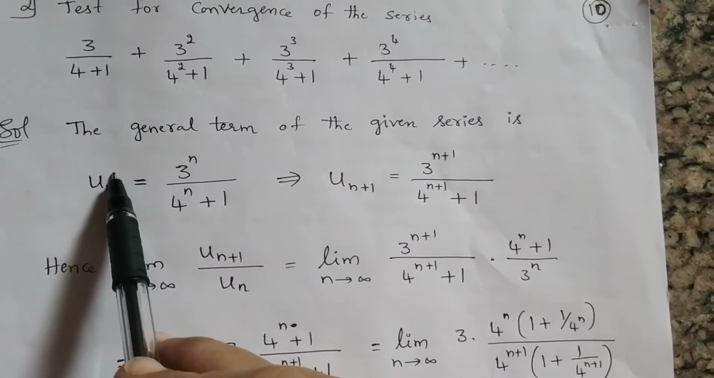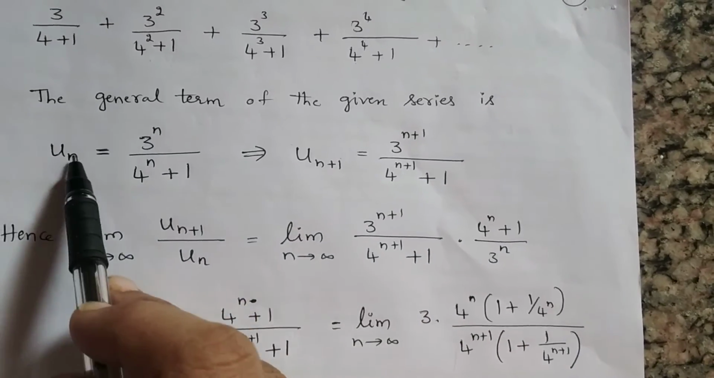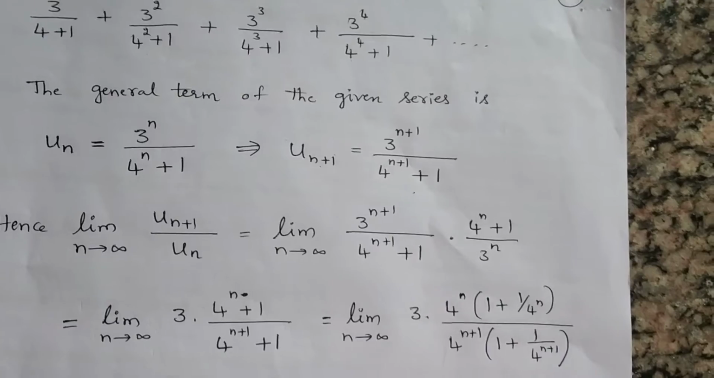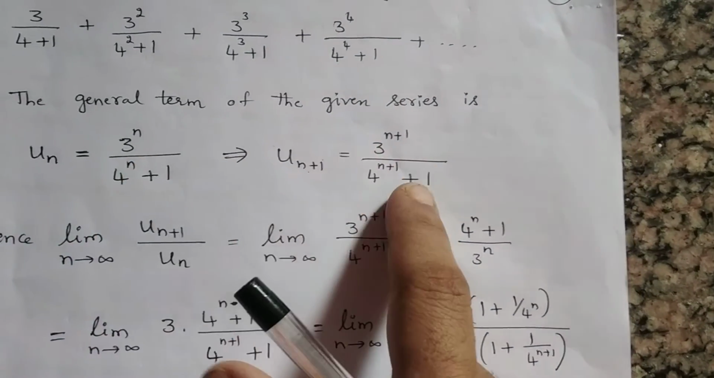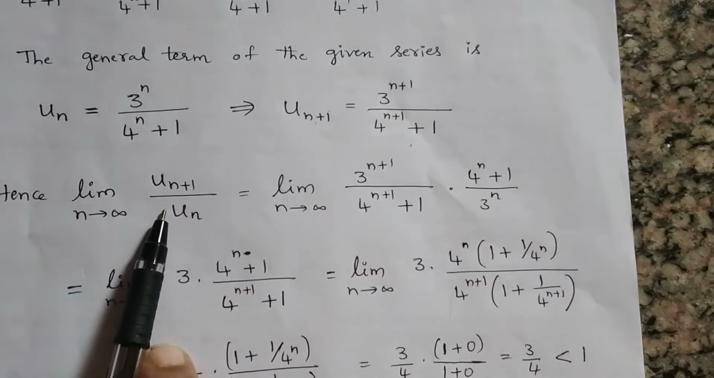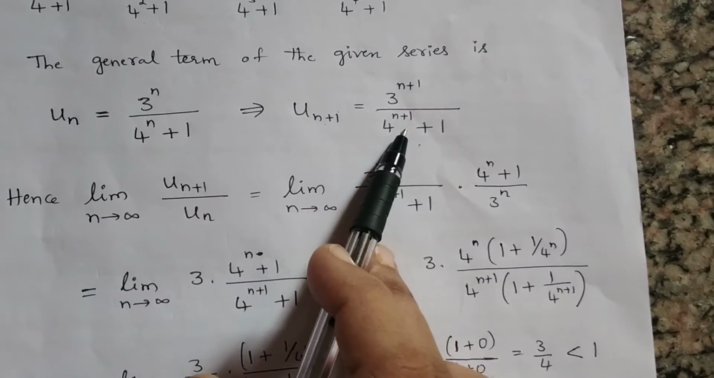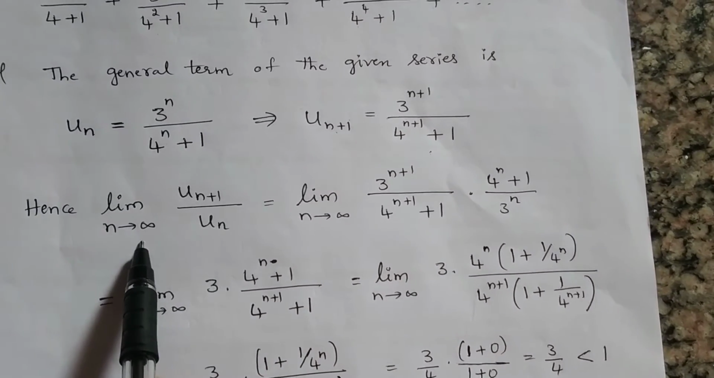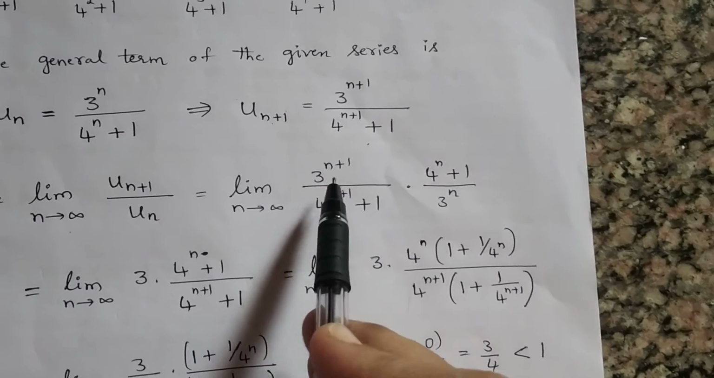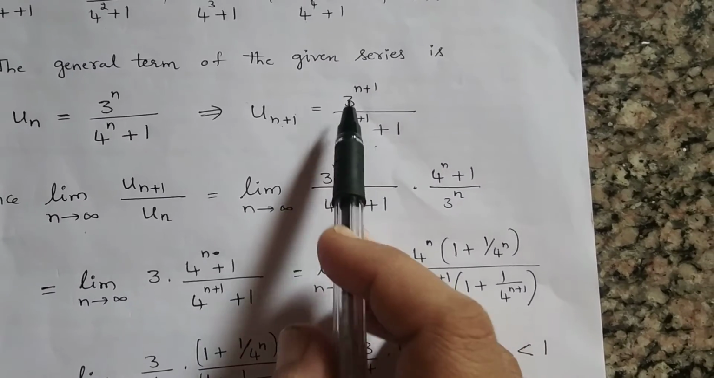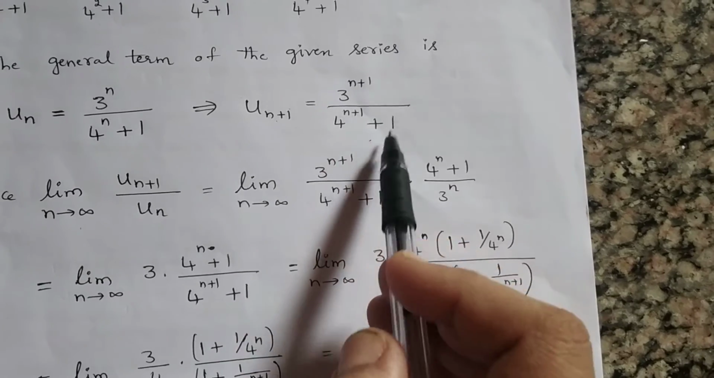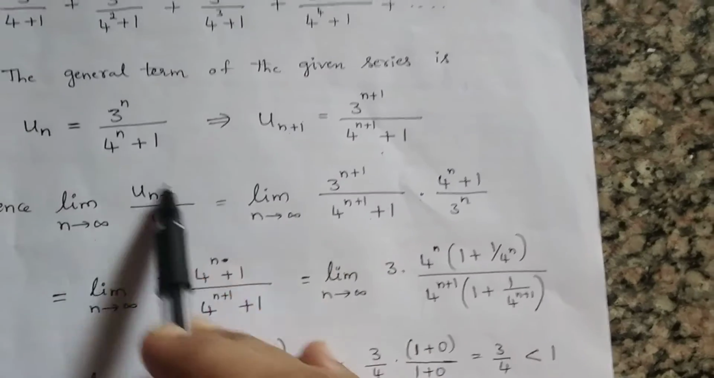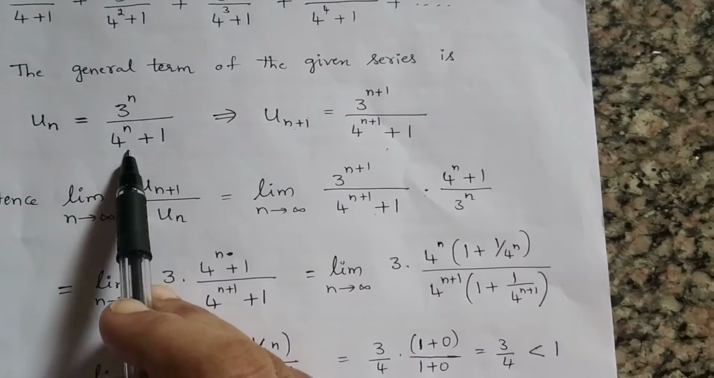After identifying un, find un plus 1. Just replace n by n plus 1. After finding un and un plus 1, take the ratio. How to find the ratio is known: un plus 1 divided by un. Later apply limit as n tending to infinity. Together, if you want, you can do it. I have written the ratio: 3 power n plus 1 divided by 4 to the power n plus 1 plus 1, into the reverse of un, so that you can easily simplify.